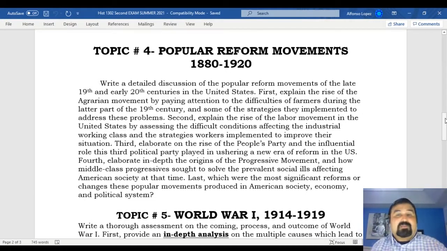And of course, you go into the second question, it talks about industrial workers. I talk about the problem of industrial workers, what workers were facing, and so on. I talk about the third question about how farmers and workers are going to create a third party called the People's Party in the United States, and what kind of reforms the People's Party wanted to bring about.